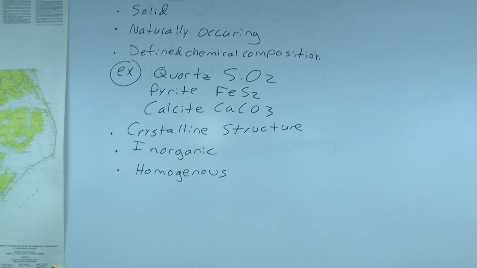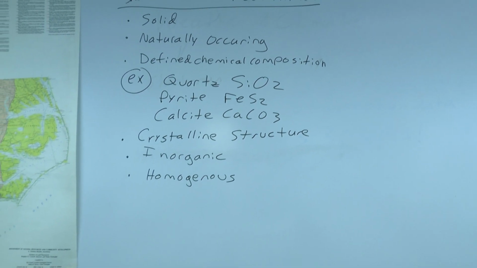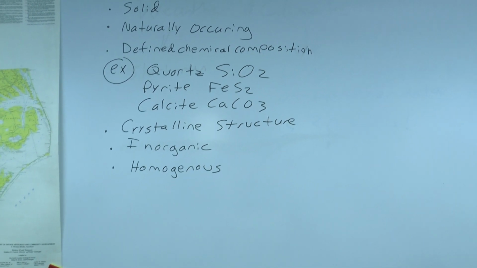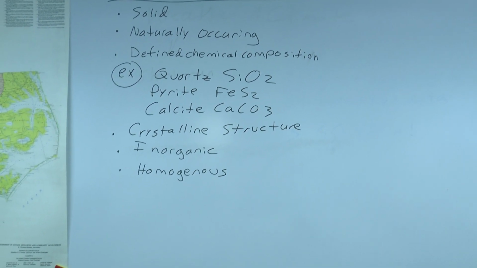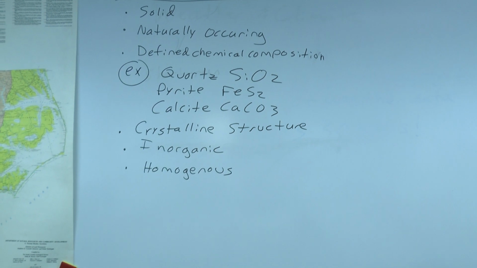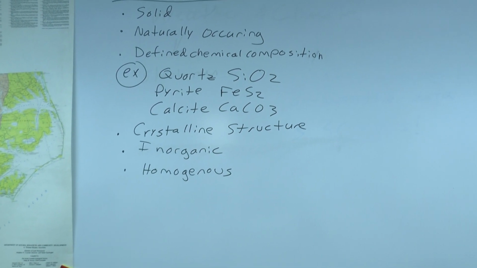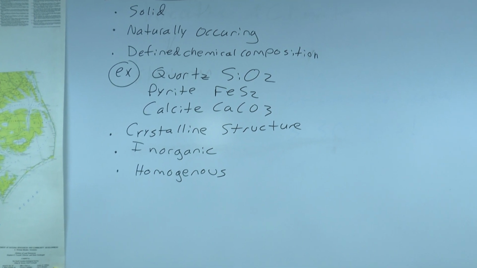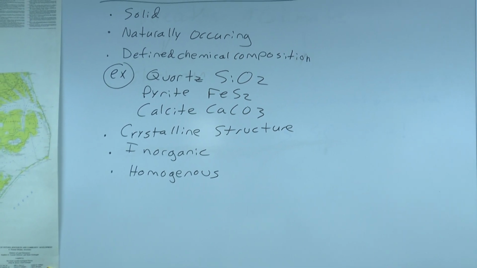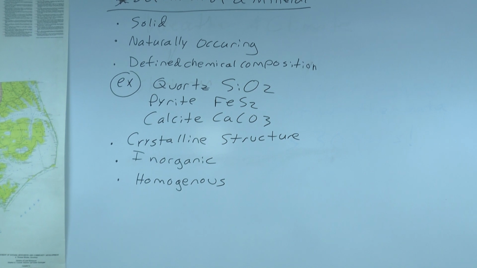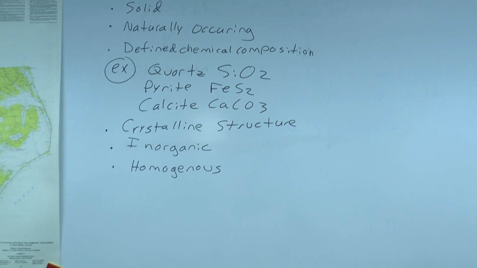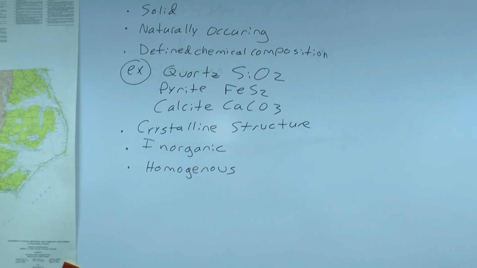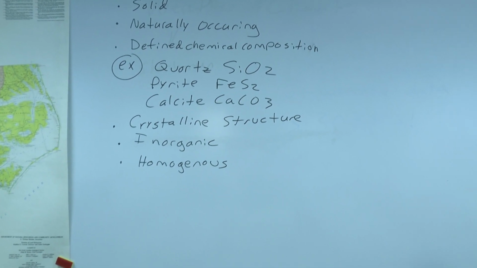You'll see on your slides there'll be a question asking you about sugar. Think about sugar crystals. Would sugar be a mineral? It's solid, it's naturally occurring, it's got a defined chemical composition. C6H12O6, I believe, is the chemical formula for glucose. But sugar is an organic molecule, so sugar cannot be a mineral. The inorganic forms of carbon are listed on the slide in the PowerPoint.